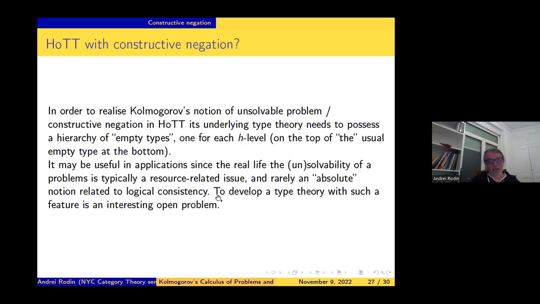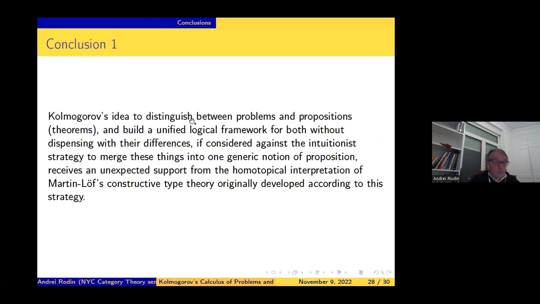It could be some weaker reason, though probably we should keep it as the strongest reason possible, which would still be sufficient in a certain situation. So I conclude, I think Kolmogorov's idea was to distinguish between problems and propositions and build a unified logical framework for both problems and propositions without dispensing with the difference.